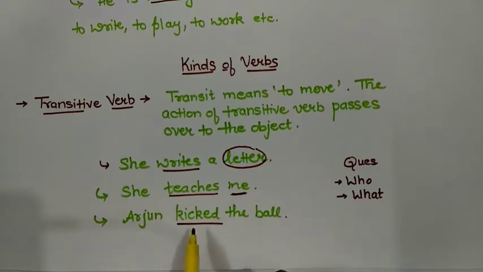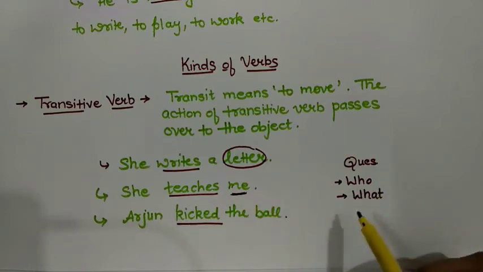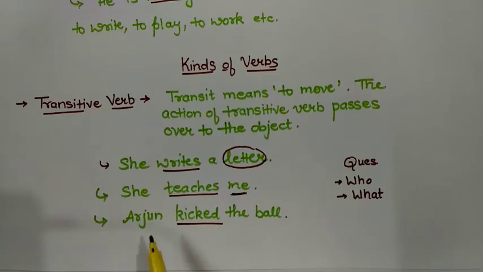The verb kicked is transitive because the action passes over to the object ball. In transitive verbs, we can ask questions like who, what, etc. Like, Arjun kicked what? The ball. So such verbs are called transitive verbs.